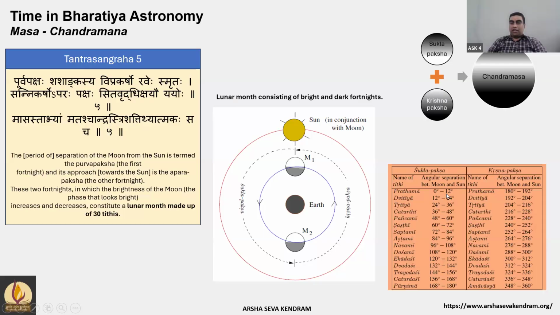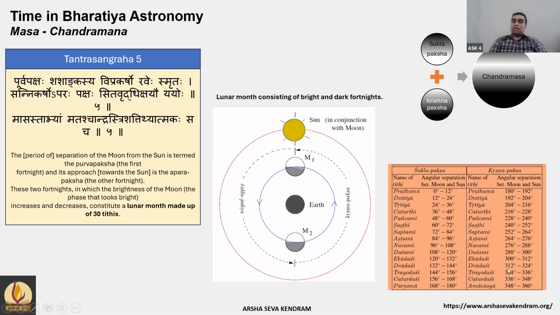A Tithi is defined by the angular separation between the moon and the sun. So what does it mean? It means that when the angular separation between the moon and the sun is 0, that is the exact Amavasya. The sun and the moon are exactly at the same degree. So that's an Amavasya, right? Whereas when the sun and the moon are exactly at 180 degrees of each other, that is when the Purnima is, right? So this is the Purnima.